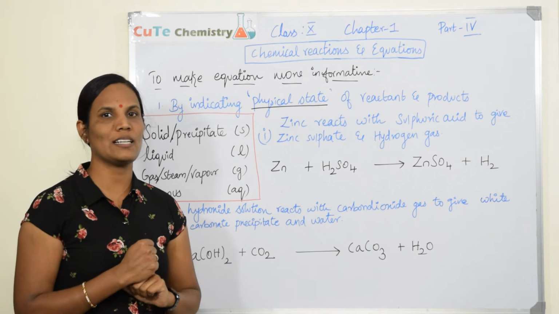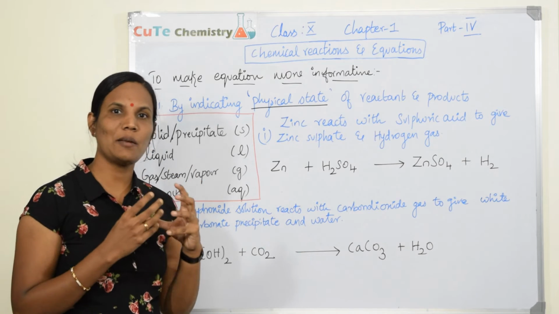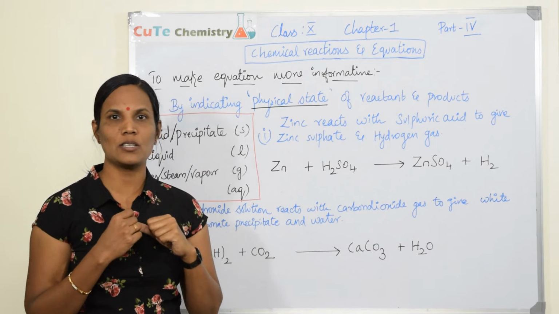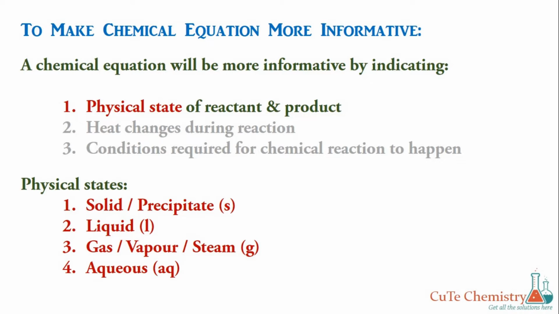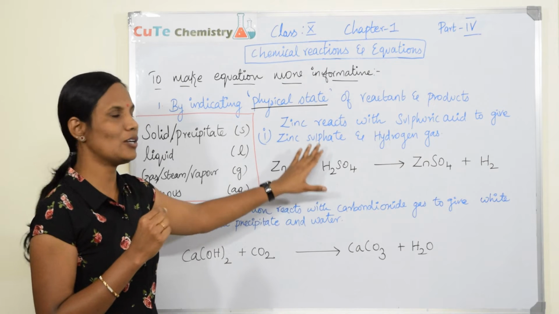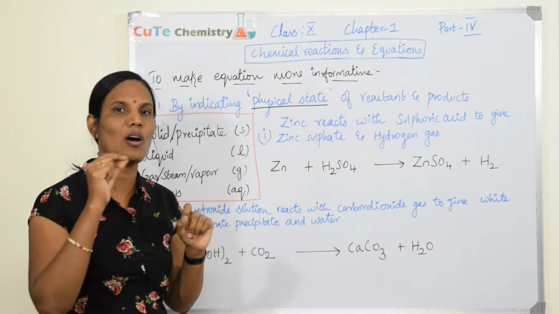We have 4 physical states. One is solid. Either the reactant can be a solid, or the product can be a solid, or it can be a precipitate. If it is so, then we have to write s. I will just tell you where we have to write. That can be indicated as a symbol, small s.